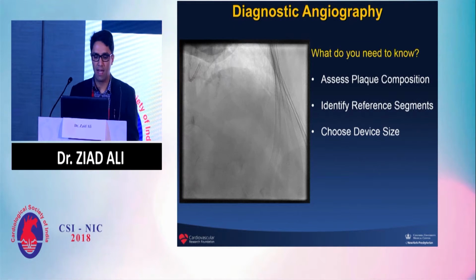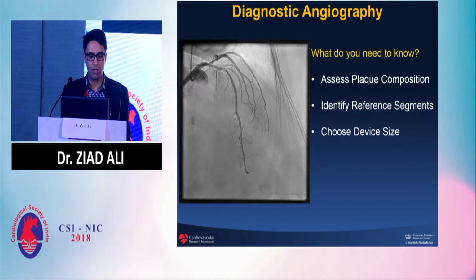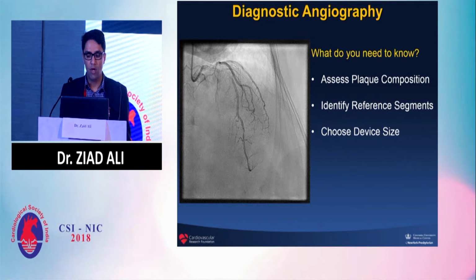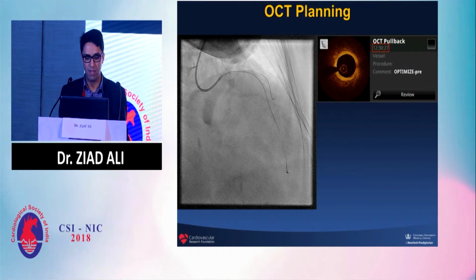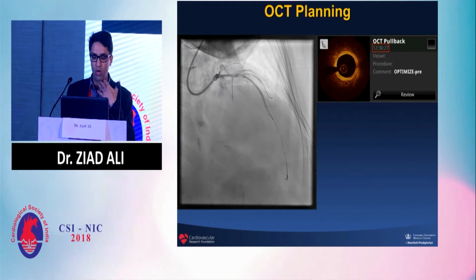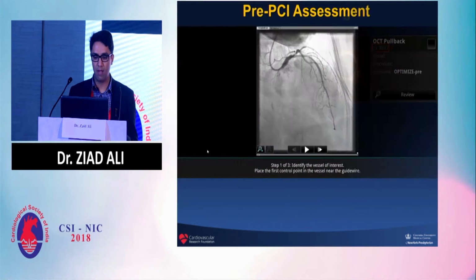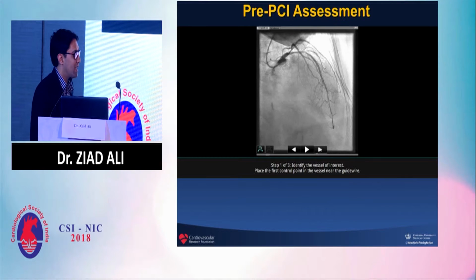So let's take our case. This is the patient with the anterior positive FFR. What do you want to know? We want to know what's the plaque composition, what are the reference segments, and choose the device size based on our pre-PCI OCT. So let's see, we start this case at 12:30. This is the pre-PCI OCT, and let me go through this with you step by step.